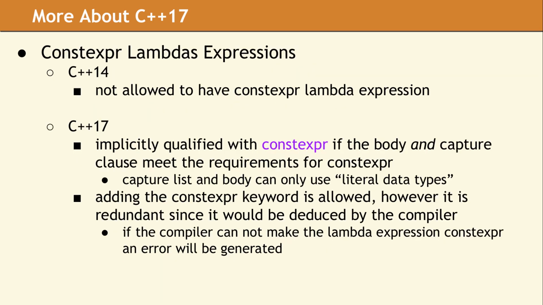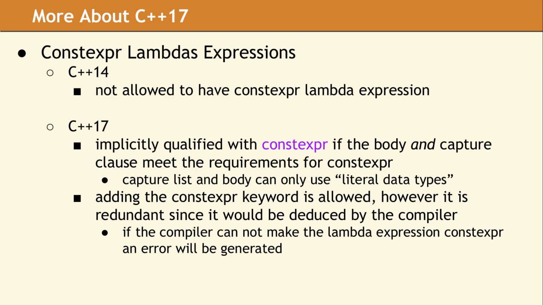Before C++ 17 was released, a Lambda expression could not be called at compile time. Now Lambda expressions can be Constexpr, and in fact, the compiler is required to deduce whether the Lambda expression can be called at compile time. If the capture clause and the Lambda body only use literal types, then the Lambda expression will be implicitly marked as Constexpr. You can explicitly qualify a Lambda expression with Constexpr. However, it may not be that useful.